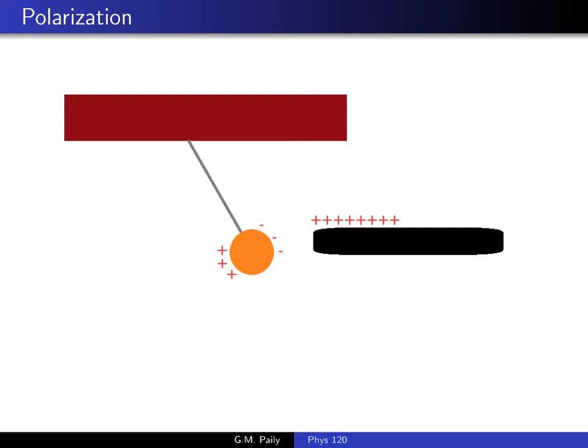Polarization is responsible for a common phenomenon that we see, which is when uncharged objects get attracted by charged objects. For example, if you comb your hair and then bring the comb near some uncharged pieces of paper, the comb, which has become charged by running the comb through your hair, then attracts the uncharged pieces of paper.